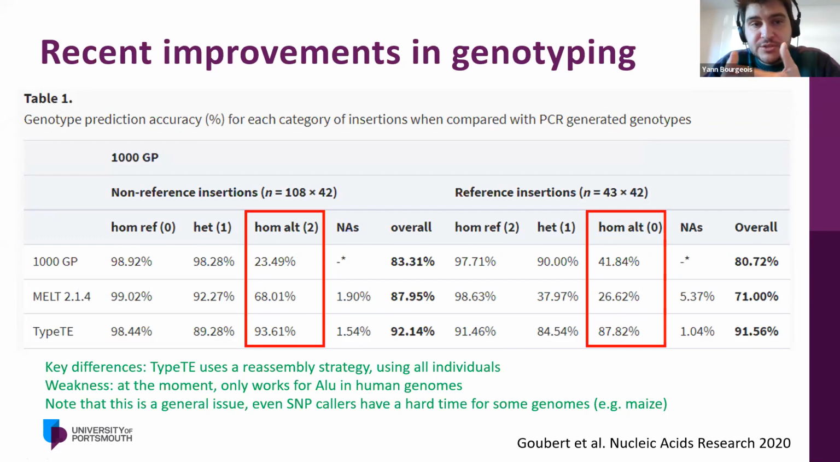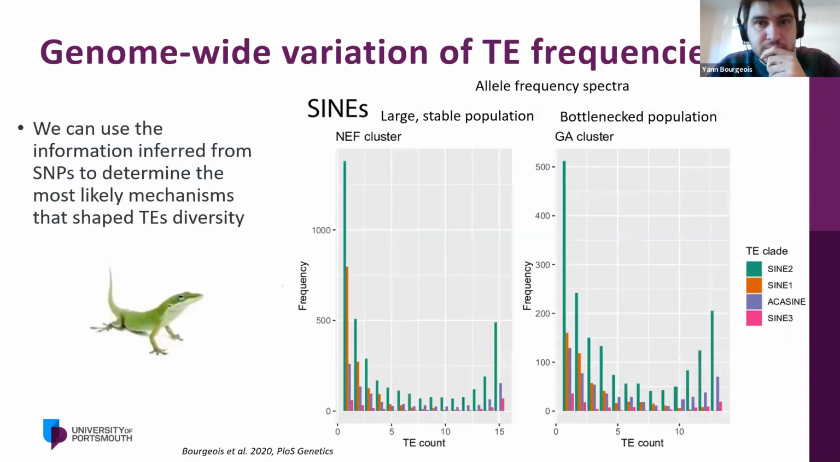The main issue is that this algorithm is nice, but it works only for allele elements in human genomes at the moment, but hopefully it will be expanded. I just want also to note that this is a general issue. So even if we are studying, for example, single nucleotide polymorphisms, the colors also can have a hard time depending on the species that you are studying. I'm thinking of maize, for example.